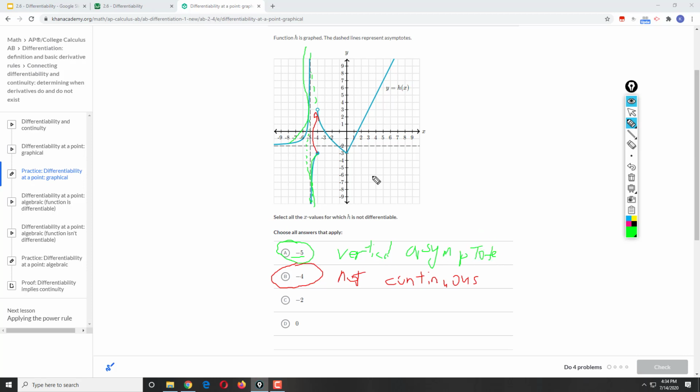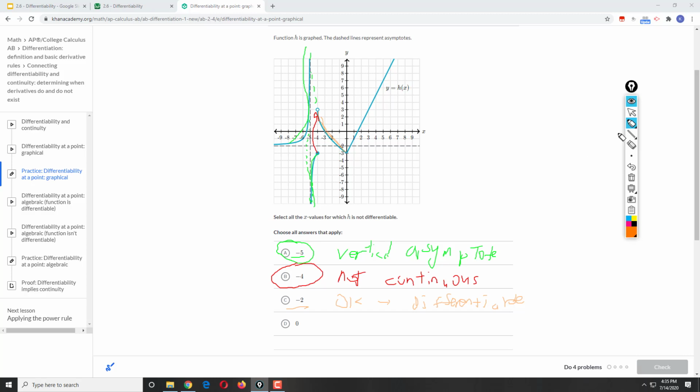Okay, C, 2 more to go. C is negative 2. If we look at the graph, at negative 2, well, it's continuous. It doesn't have a sharp turn, and it has a negative slope, but it's definitely not a vertical asymptote. It's not going straight up or straight down. So it's okay. So it's differentiable. It has the derivative at x equals negative 2.